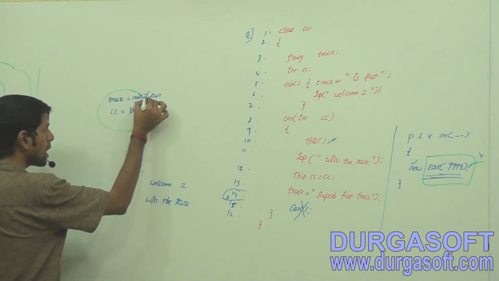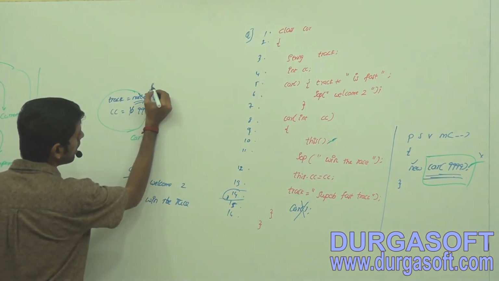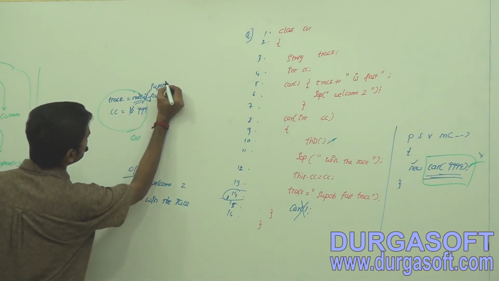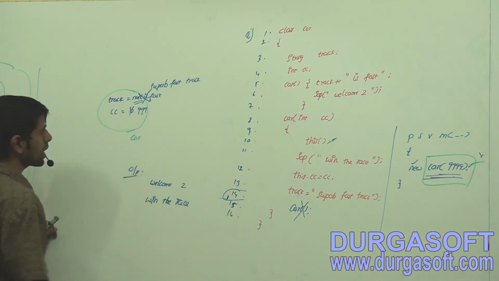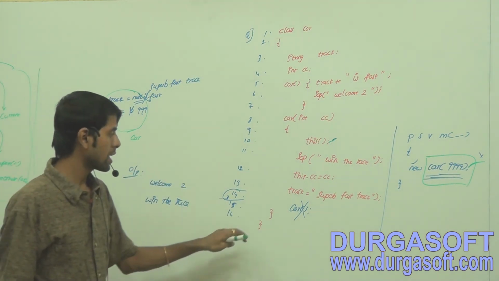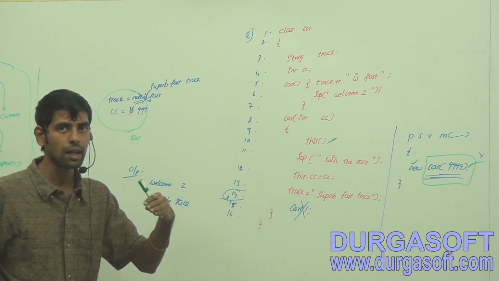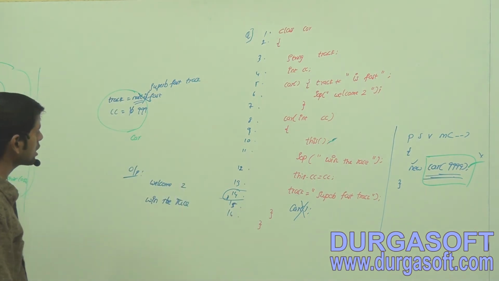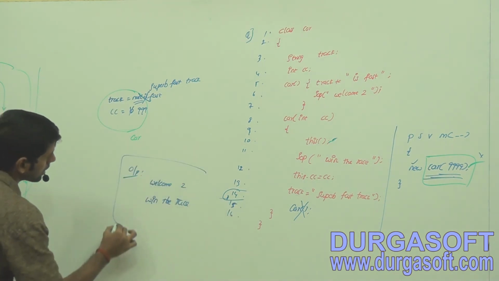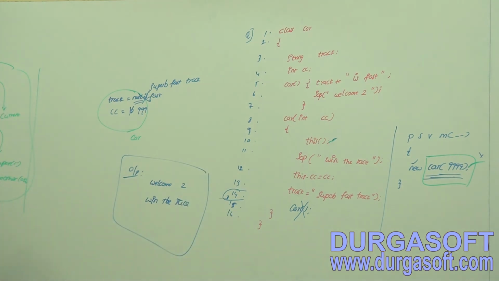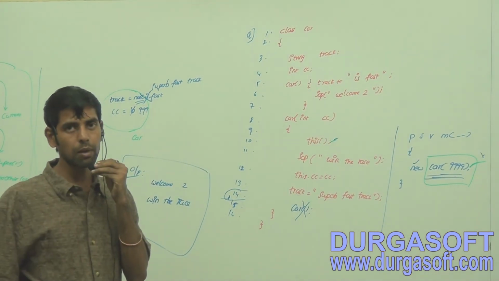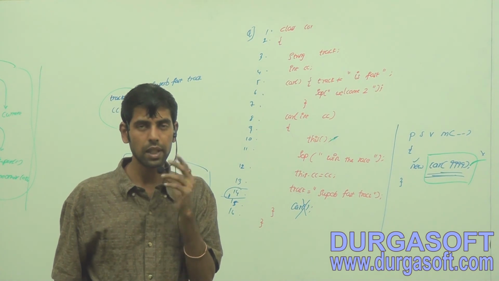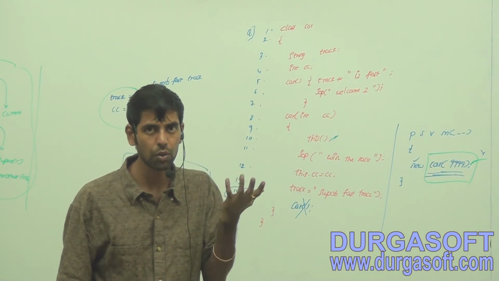Later the track value is changed. Instead of null, I am making it super fast. Super fast track. Now the constructor execution has been completed. If you run this piece of code, this will be the output. Now let us go and execute this one and check our analysis skills. Through this way only we can become good at coding. Please observe and try to make use of this.